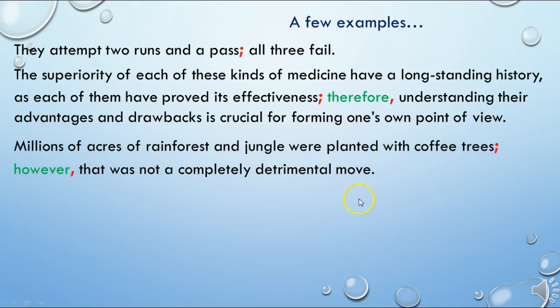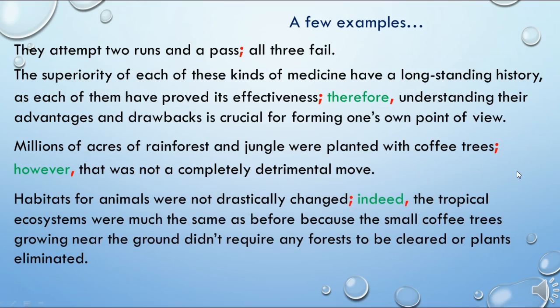Here's another example. This is from the Killer Bean essay. Millions of acres of rainforest and jungle were planted with coffee trees; however, that was not a completely detrimental move. So again, you have an idea here, an idea here, two independent sentences, a semicolon between them, and a conjunctive adverb with a comma.